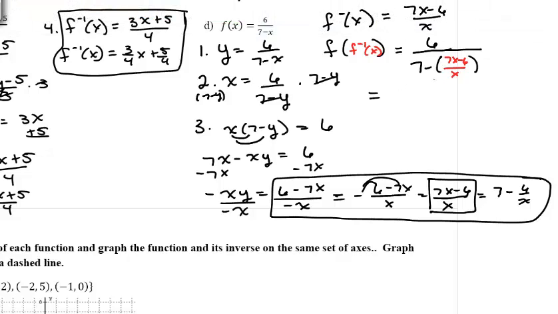Alright, so we need to simplify this denominator now. So I want to distribute this negative sign. So I have 6 on the top, and then 7, and I'm going to actually distribute this negative sign to the 7x and to the negative 6. So I'll have negative 7x plus 6 over x. So you'll have 7 plus this expression.